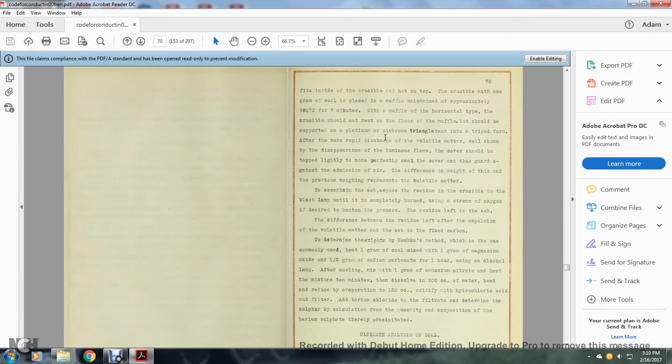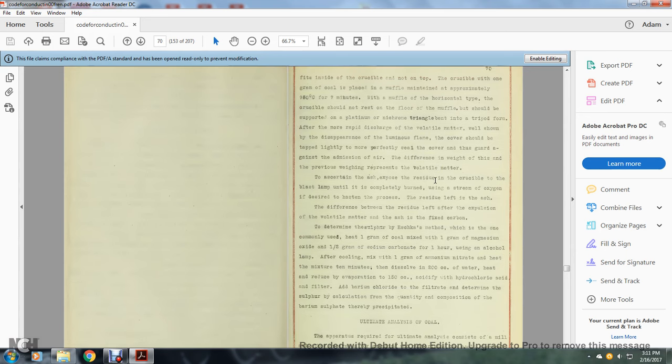After the more rapidly discharged volatile matter is burned, as shown by the disappearance of the luminous flame, the cover should be tapped lightly, perfectly sealed with the cover, to guard against the emission of the air. The difference of the weight of this and of the previously weighed materials represents volatile matter.